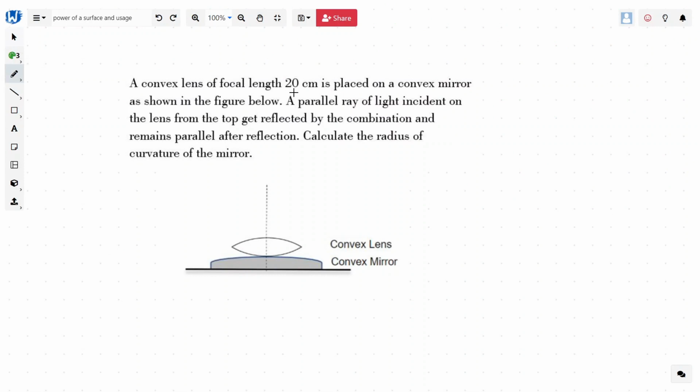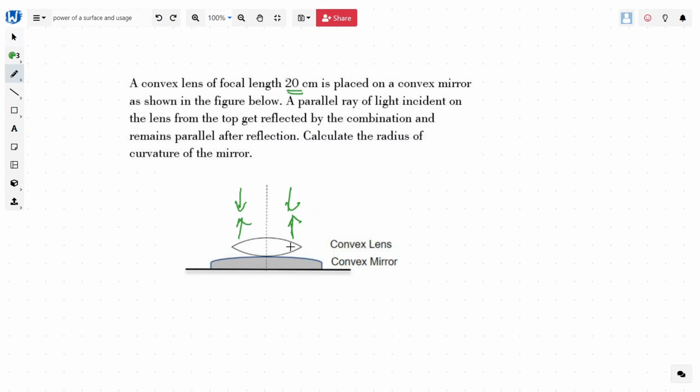A convex lens of focal length 20 centimeter is placed on a convex mirror as shown below, right? So this is our convex lens. It's placed on a convex mirror. A parallel ray of light incident on the lens from the top gets reflected by the combination and remains parallel after reflection. So ray of light coming parallel here, after passing the system, gets reflected back and remains parallel, right? Calculate the radius of curvature of the mirror. Now not much information is given, but just the focal length of the convex lens here is given, right?